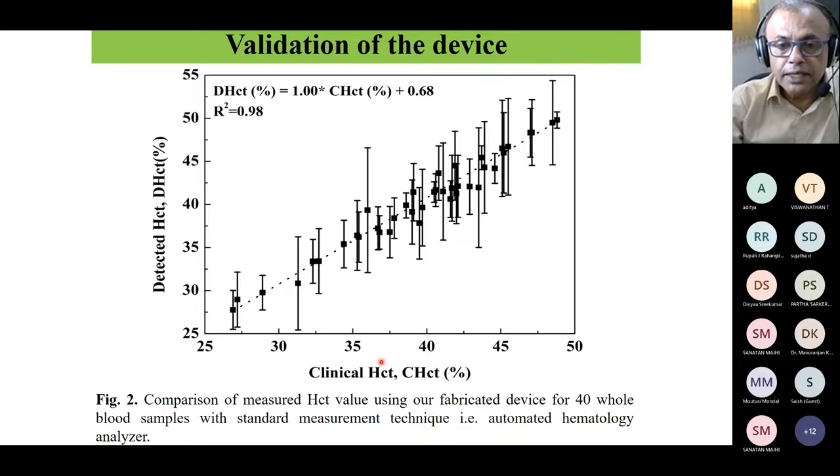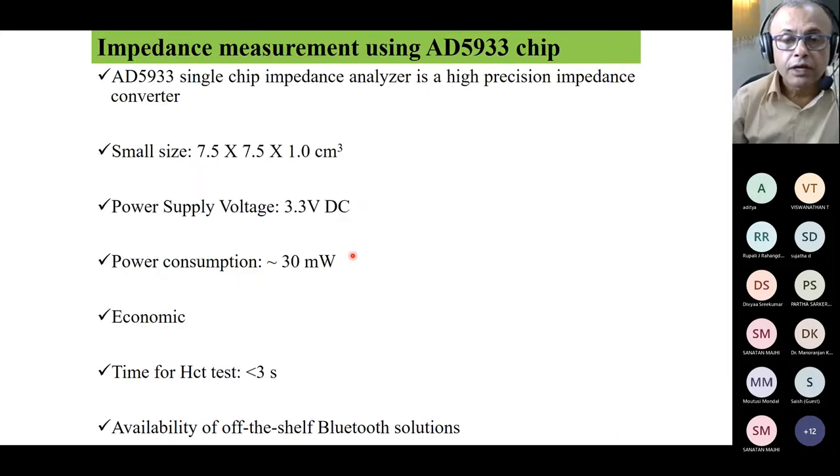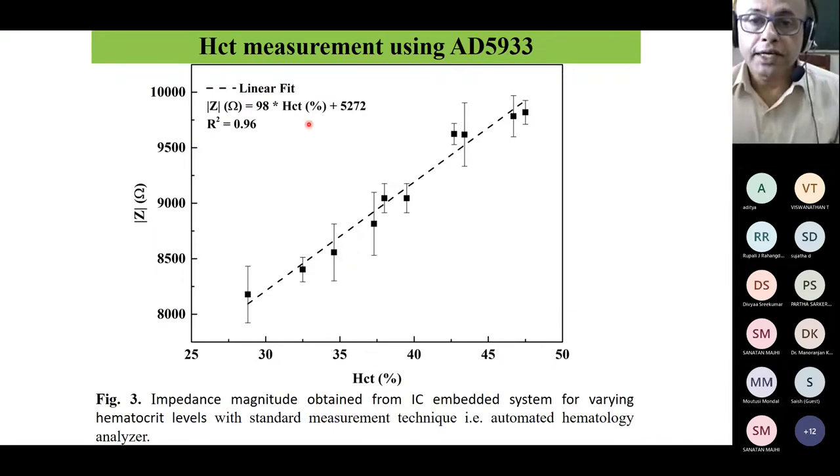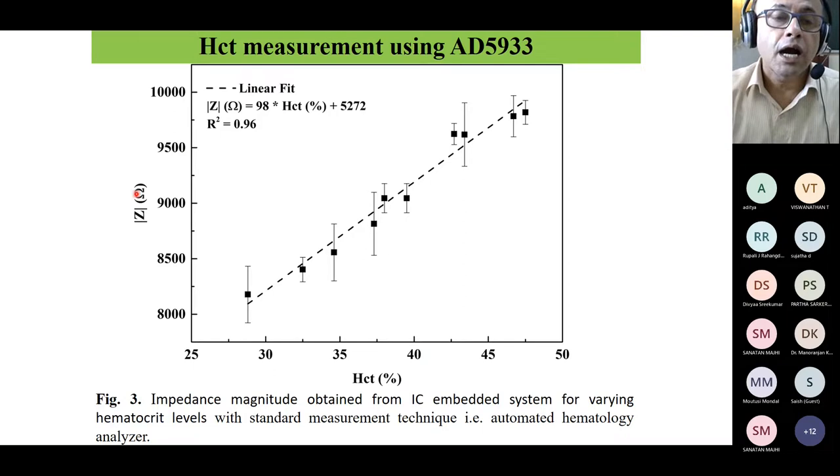Here in the x-axis, you have the clinical ACT value, and in the y-axis, we have the detected ACT value. This detection is through our sensor. We calculated the R square value, which is reasonably good enough, so our sensors and the circuit part are quite okay for practical field deployment. So with that, we have developed the entire circuit, and this is the final result we can show: from the very low value, 25 to 50 hematocrit percentage, how the impedance value changes using AD5933.